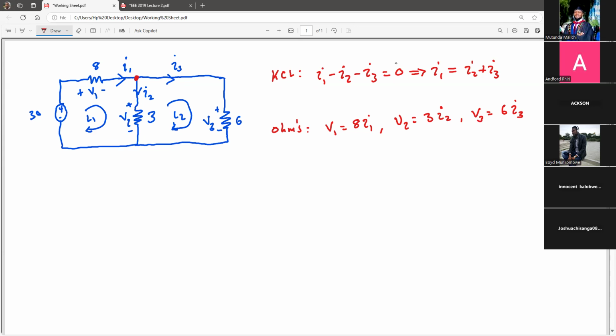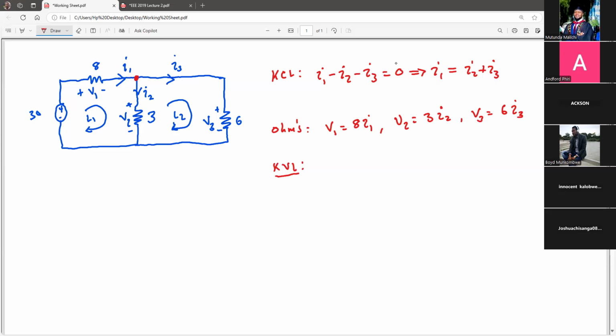So it brings us to try and write KVL expressions for each loop, and then see how we can determine the currents and the voltages. For the KVL expression, you have to go loop by loop. For one loop you get one equation, and for the other loop you get another equation.